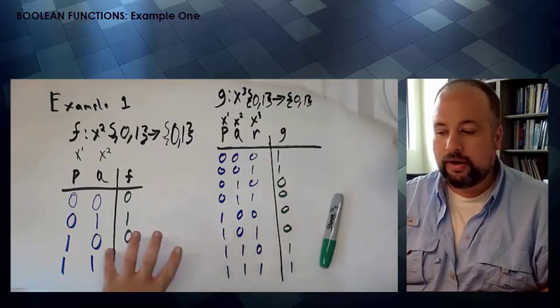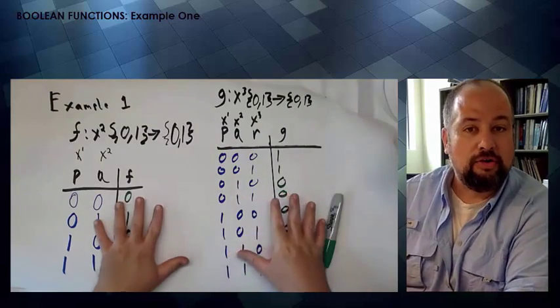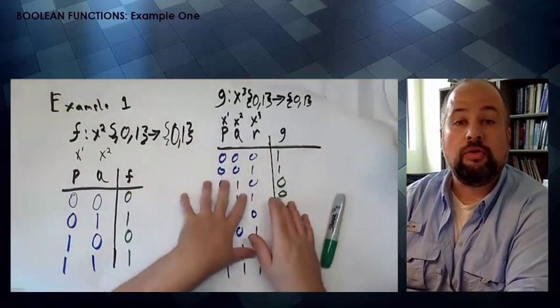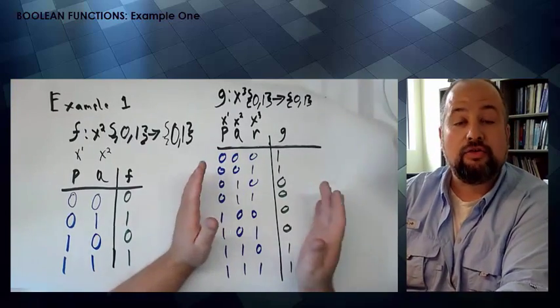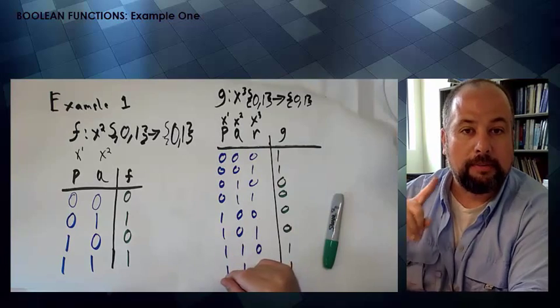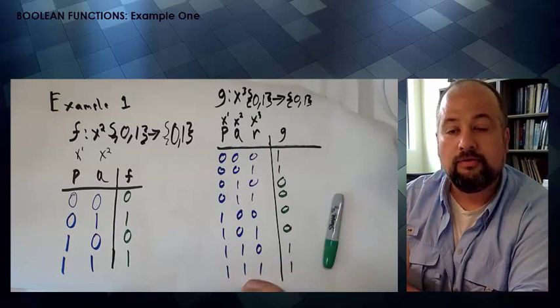The key thing with example 1 here, none of this is new. This is all stuff we talked about in the last lesson. We're just learning a new way to write it in a truth table, because these are very, very handy when we're talking about Boolean functions.